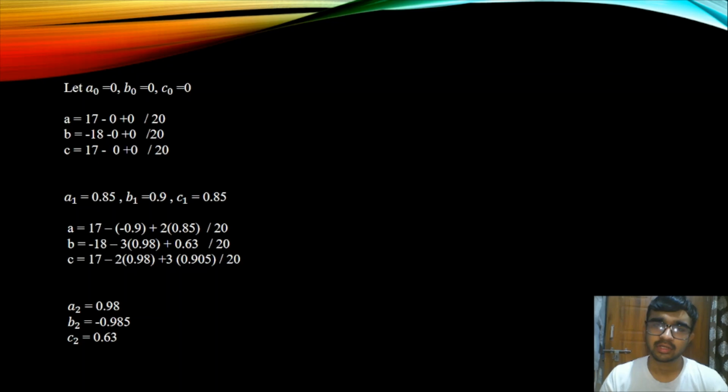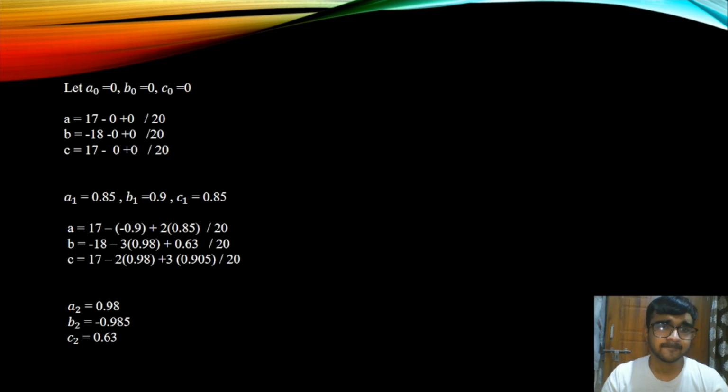Then we will simply take A naught, B naught and C naught equal to 0 and start putting them in our equations that we found earlier. In this way we will derive our A1, B1 and C1, and then again we would put the values of A1, B1, C1 in our earlier equations and find A2, B2 and C2.